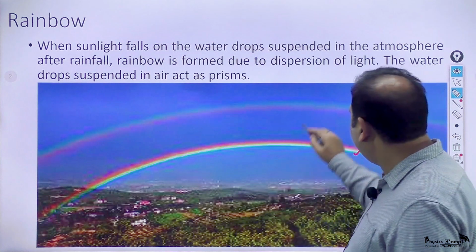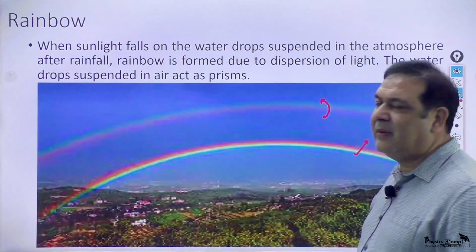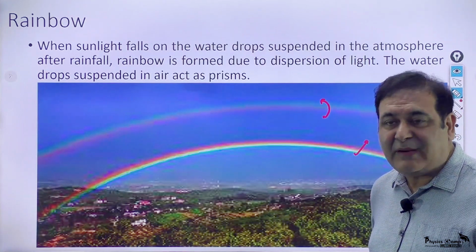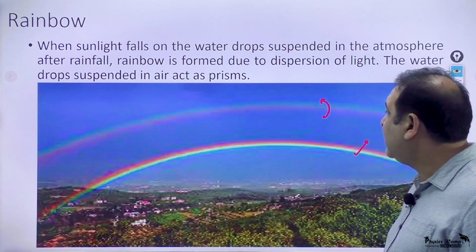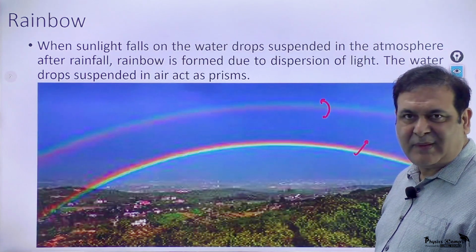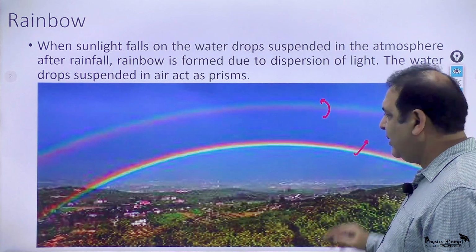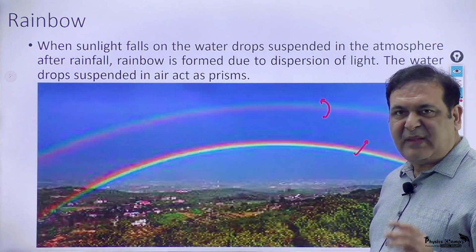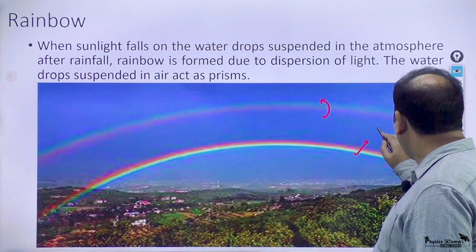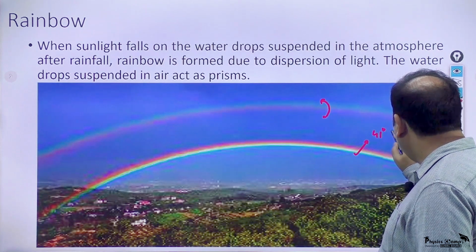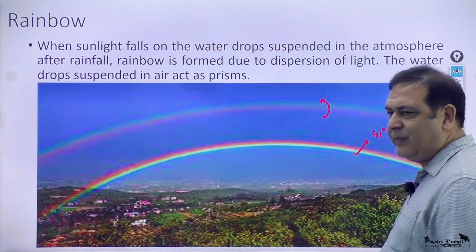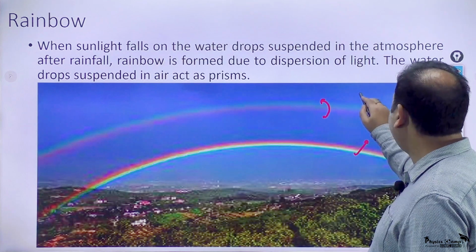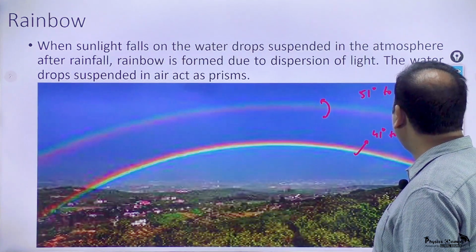And second is relatively less prominent. Sometimes it is visible, sometimes it may not be visible, which is the secondary rainbow. So the rainbows, you'll find two, primary rainbow and secondary rainbow. The primary rainbow is at an angle of elevation 41 degree to 43 degree. I'll come back to this. And the secondary rainbow is at an angle of elevation 51 degree to 54 degree.